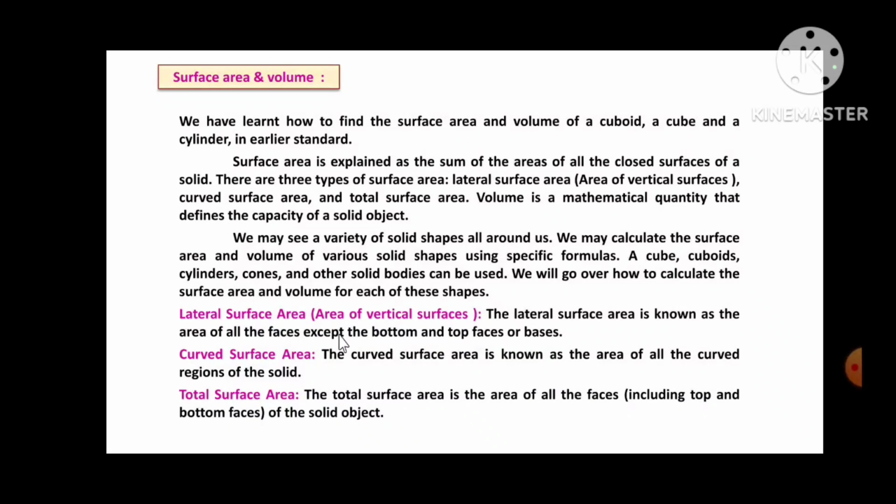Lateral surface area, also known as the area of vertical surfaces. The lateral surface area is the area of all the faces except the bottom and top faces, or the bases. Secondly, curved surface area. The curved surface area is the area of all the curved regions of the solid. Total surface area. The total surface area is the area of all the faces including the top and bottom faces of the solid object.